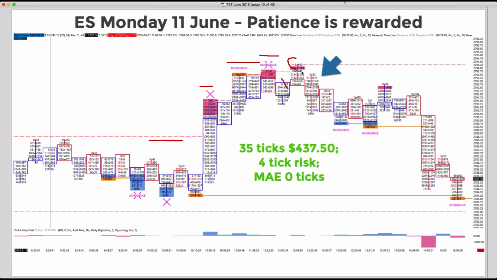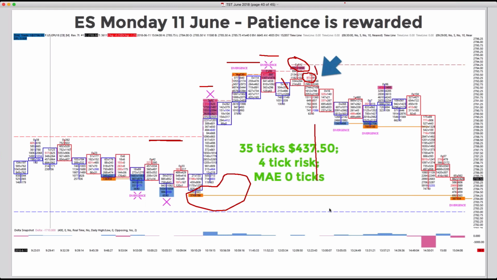We've got another thing here, we've got some absorption, 1 tick below the high, here's our selling imbalance. That gives us a nice entry. We have at this swing low an unfinished business. This entry to this swing low is 35 ticks versus 4 ticks risk.